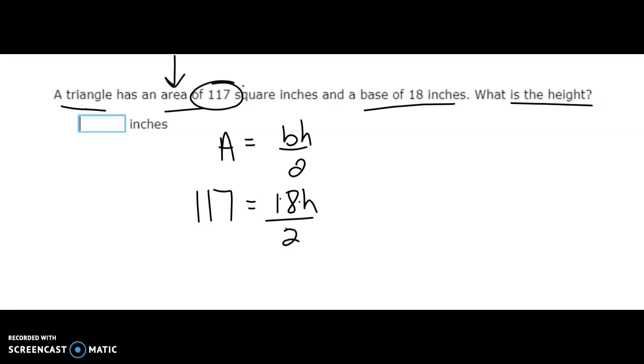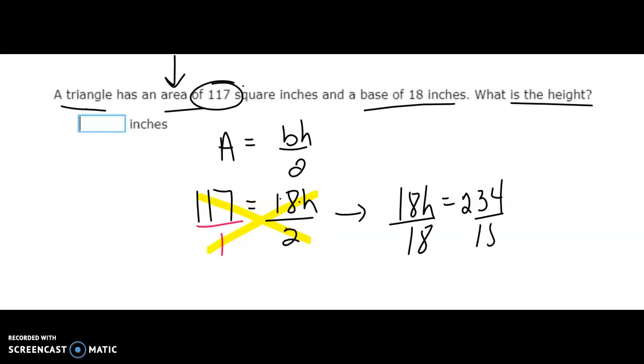Now there's a couple ways that we could figure this one out. But to stick with what we've been doing in the past lessons, we're going to put this over 1, and we're going to cross multiply. So 1 times 18H is 18H equals 117 times 2 is 234. And we're going to divide by 18. So H equals 13.